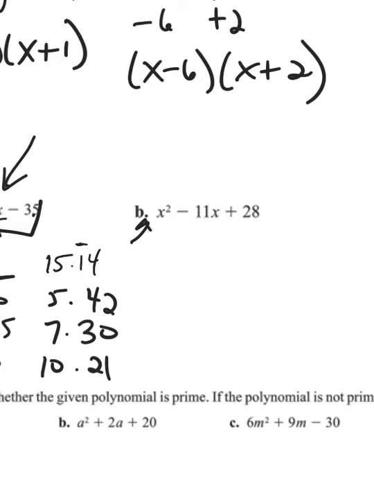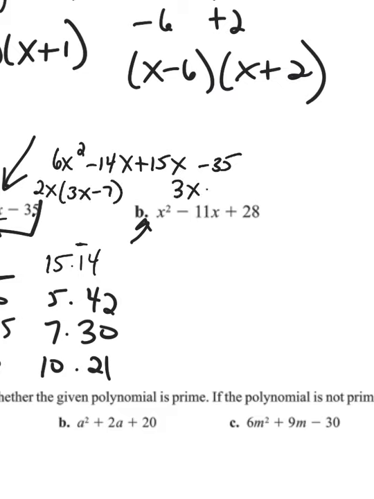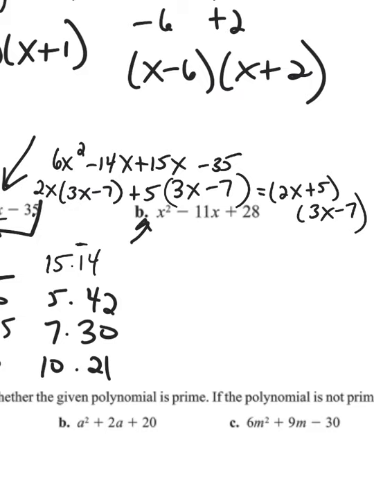So I'm going to rewrite this as 6x squared minus 14x plus 15x minus 35. I can factor out a 2x. That will give me 3x minus 7. I know I want a 3x minus 7 back here. And the only way to do that is to multiply that by positive 5. So I have 2x plus 5 and 3x minus 7 as my two factors.